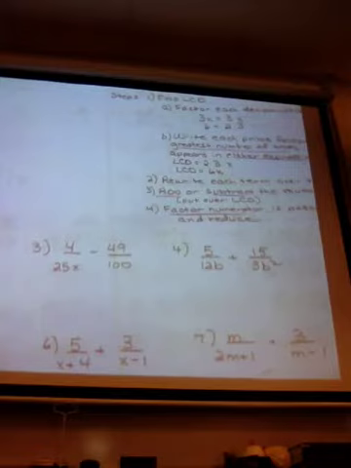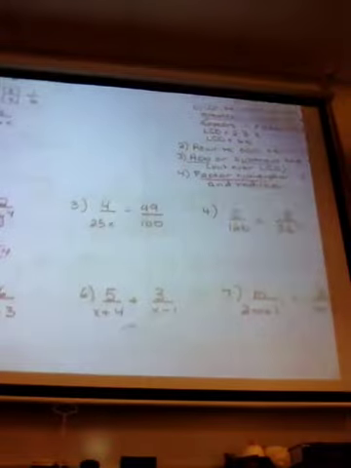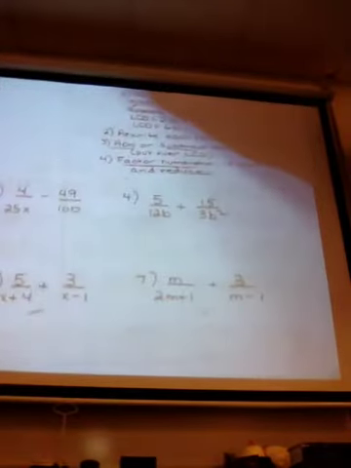So let's look at this. Okay, first of all, what would be my LCM on this one? 21, and then what else? Y to the 4th. I'm going to start out very easy. Like I said, this is one of the hardest lessons of the year.